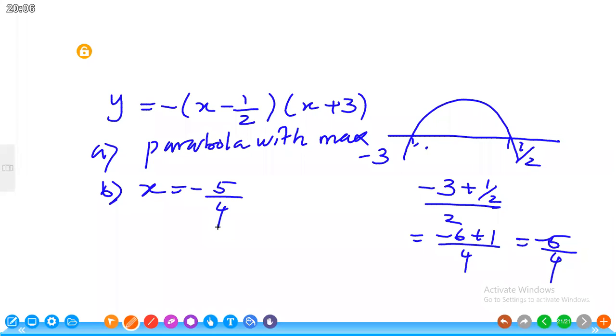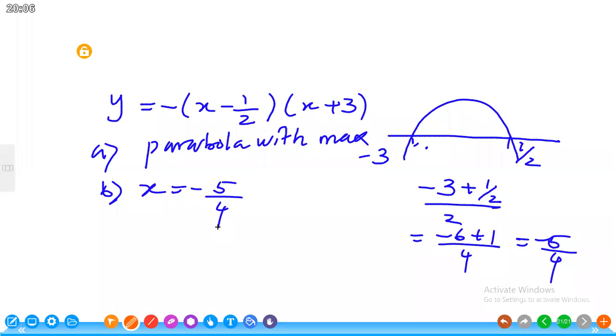That is, the graph is symmetric, so you have to find the mid value of these. And how to find the mid value? Add these two values and divide by 2, right? This represents minus 5 by 4. Then maximum or minimum value: it is a maximum graph. So what is the maximum value?